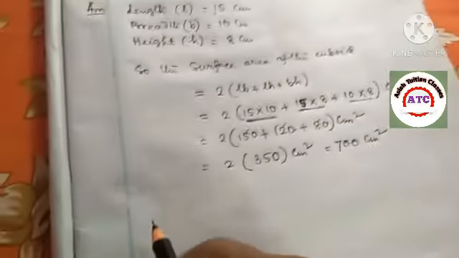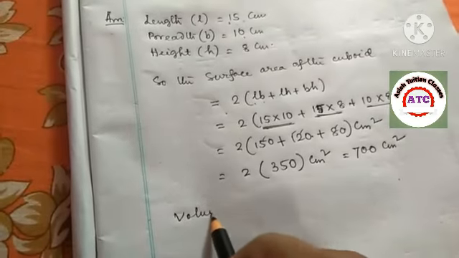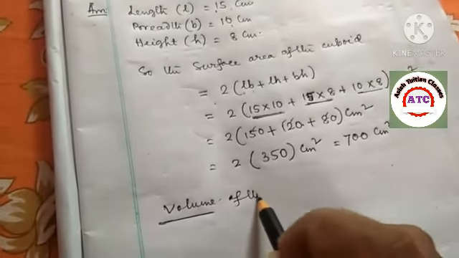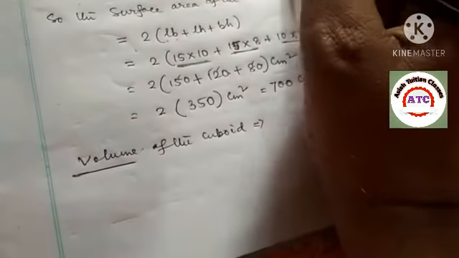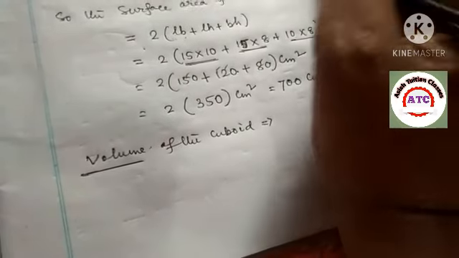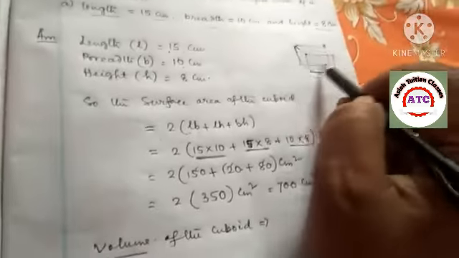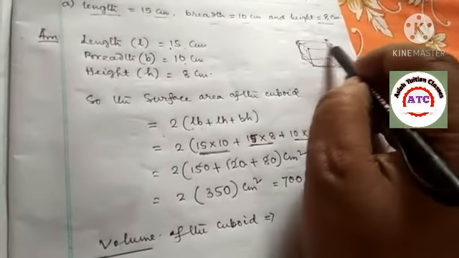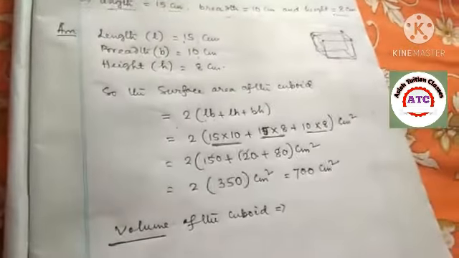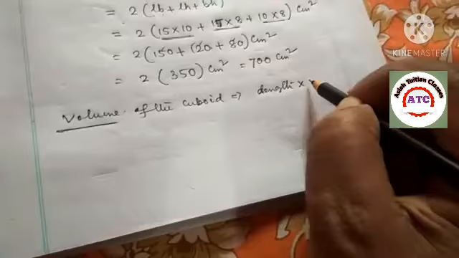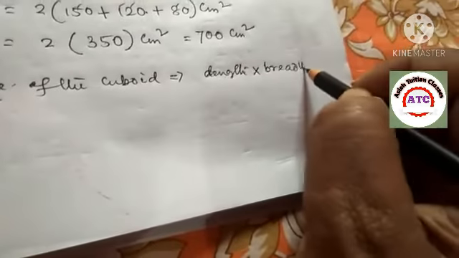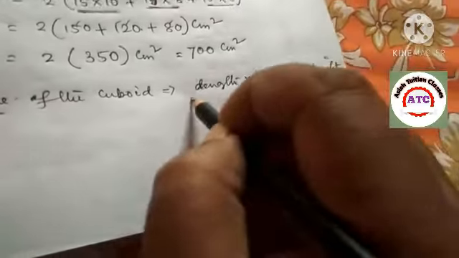Now, the volume of the cuboid. This means the total space of the cuboid, total space of the cuboid occupied by the six sides. The formula will be length into breadth into height. This will be the formula of the volume of a cuboid.